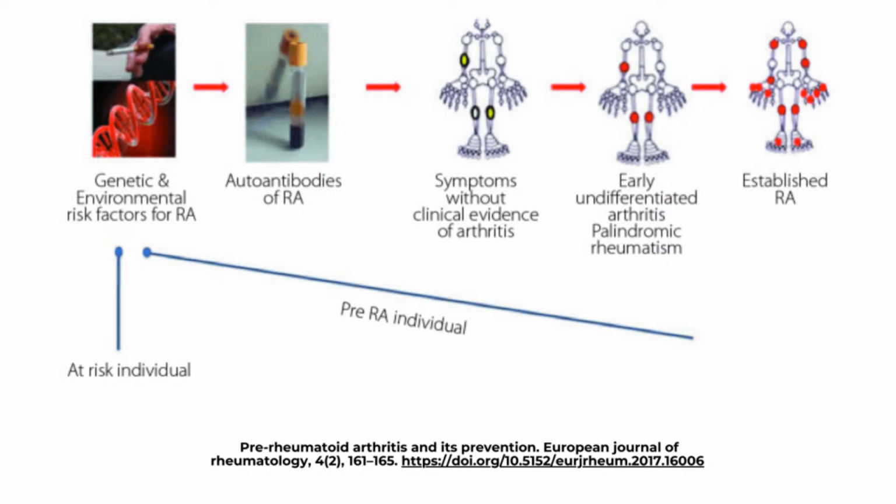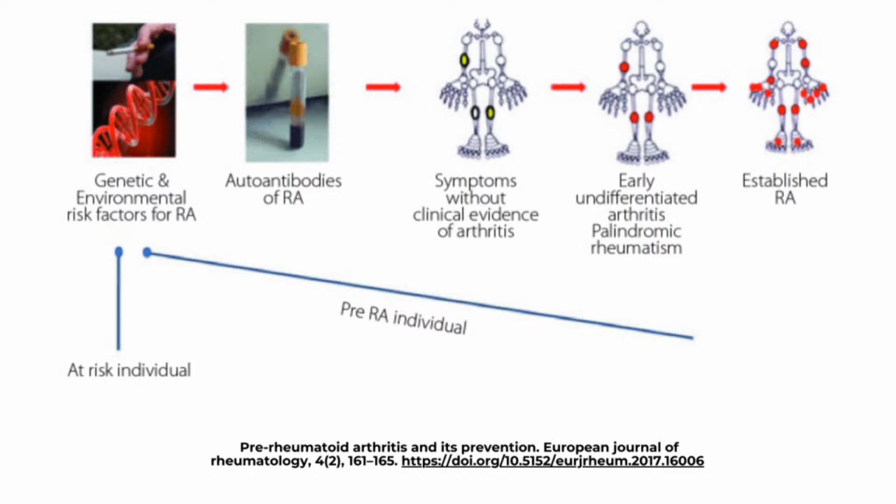Now, stage 4. This is when there is clinical evidence of arthritis in 1 or 2 joints, and this is considered an early undifferentiated arthritis. If these symptoms are intermittent, it's called palindromic rheumatism. It is important to understand that that occurs within stage 4. And then stage 5 happens when the individual meets all the diagnostic criteria established for RA.